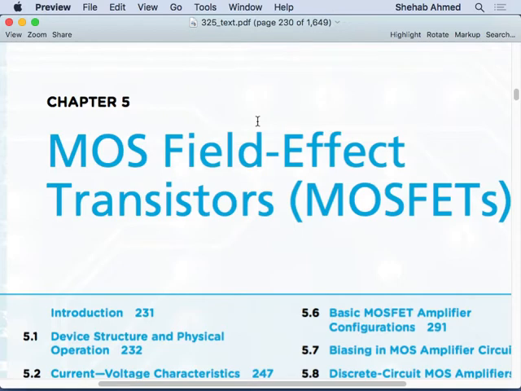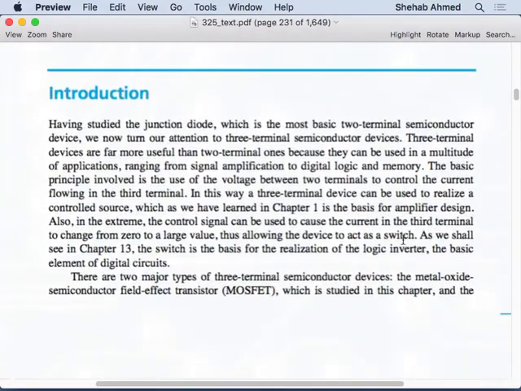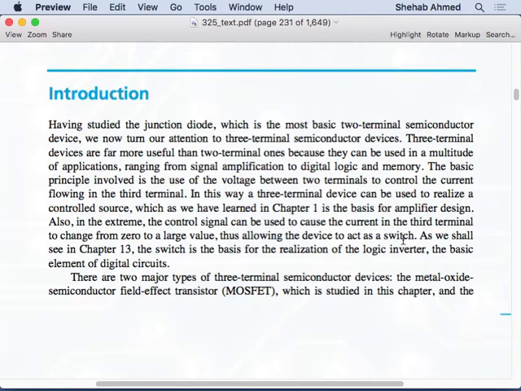But MOSFETs and BJTs are three-terminal devices. Typically we will have two terminals, and the current between these two terminals we will be able to control using the third terminal, right? These are three-terminal devices, not two-terminal devices like the diodes. The basic idea is we're going to be utilizing the voltage between two terminals to control the current through the third terminal. Here, the control signal can be used to cause the current in the third terminal to change from 0 to a large value. So you will have a control signal and you will have two terminals, and we will talk more about that.